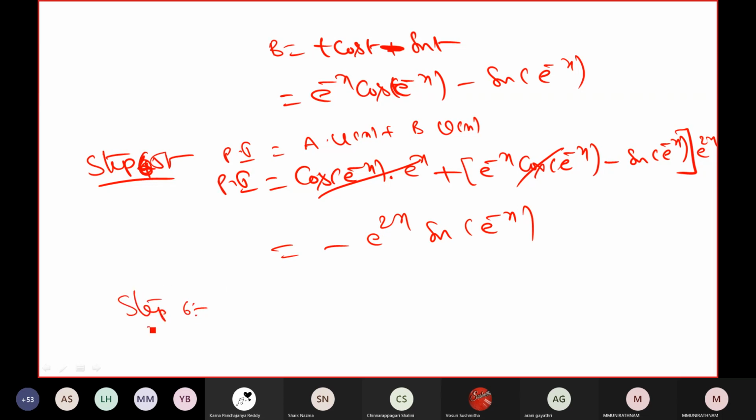Step 6. The general solution is y equal to CF plus PI. Enter the CF and the PI. So you can observe that both answers will be the same, but the procedure is different. You can observe that both answers will be the same, right?